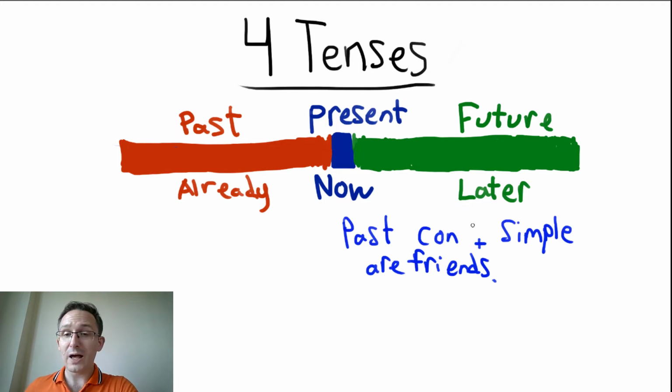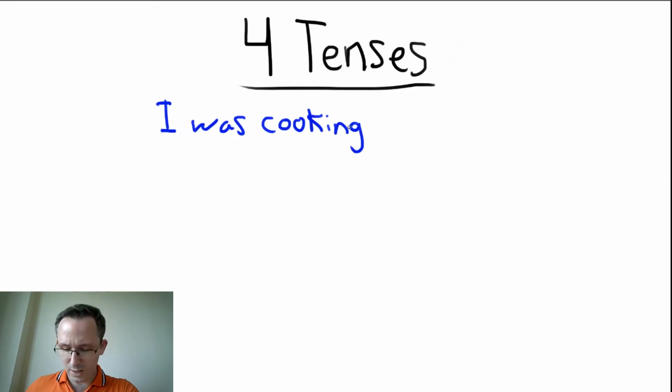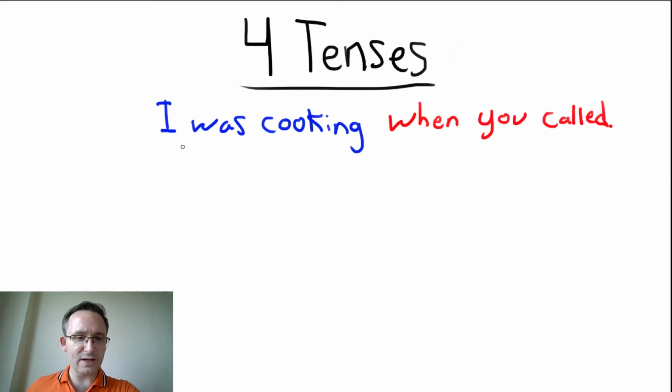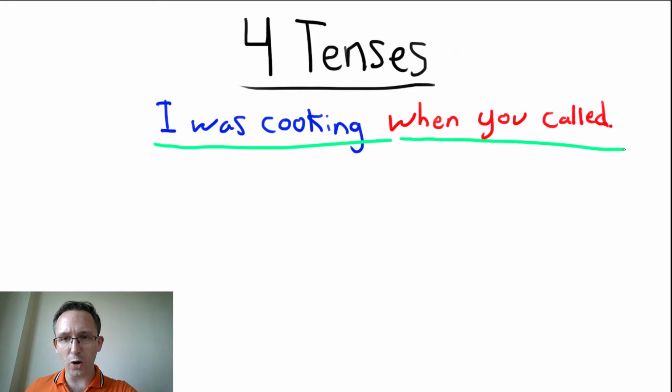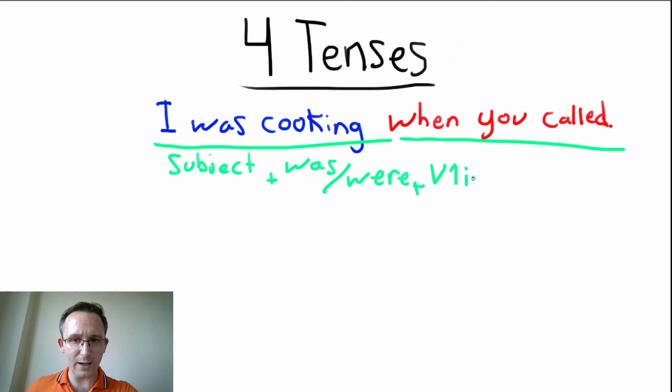Past continuous and past simple are friends. They like each other. What do I mean? Let me give you an example. I was cooking. So here's a good example. I was cooking. This is past continuous. When you called. This is past simple. So we use past continuous with past simple. So past continuous, I was doing something, and then, oh, something happens. The structure for this is subject plus was or were plus verb 1 ing. That's the structure for past continuous.